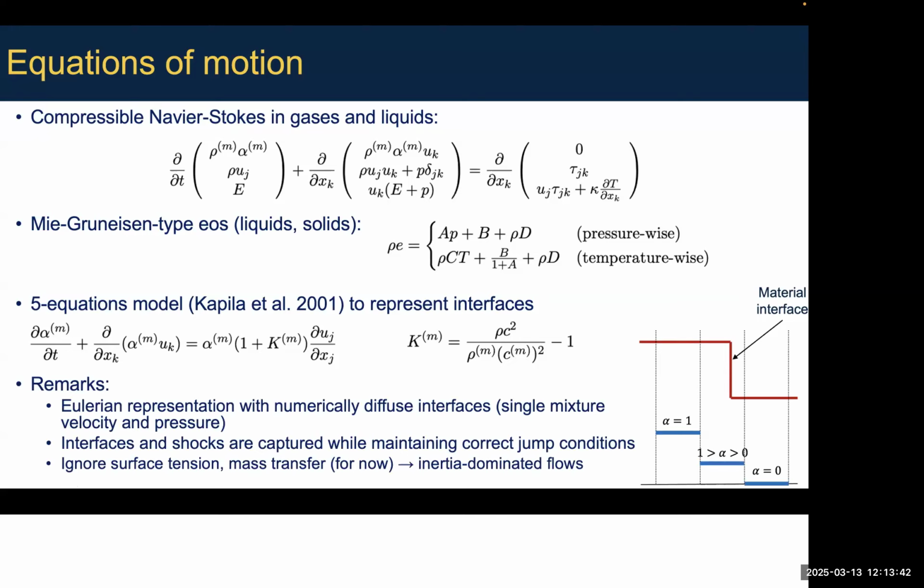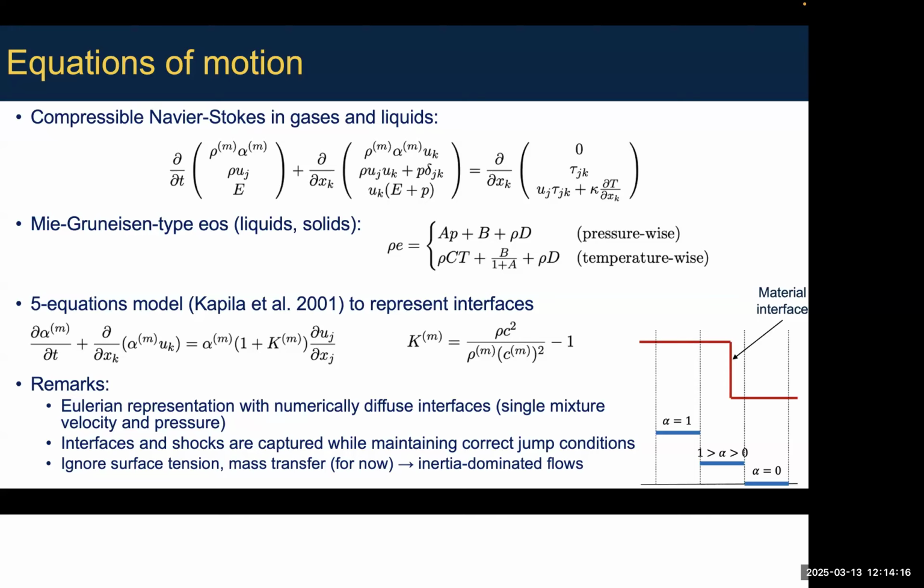We need to think about, first of all, how do we represent those interfaces? We're going to represent them with the help of an equation that transports the volume fraction over time and space. And in addition, some numerics need to be adapted in order to maintain a stable solution or regularize the solution such that you don't encounter overshoots that could lead to, for example, volume fractions greater than 1 or less than 0.